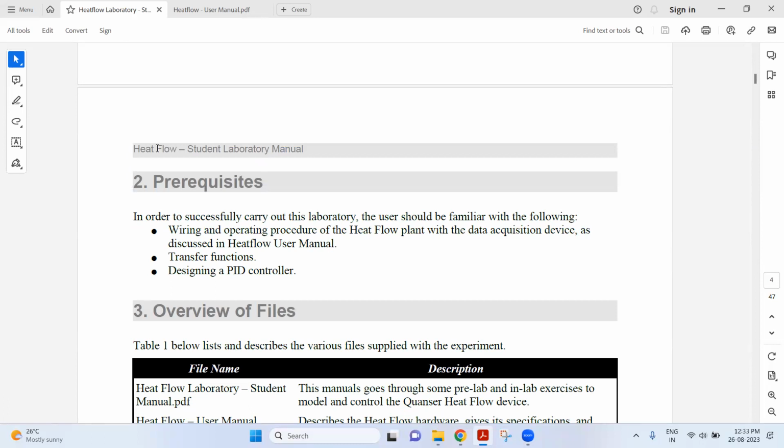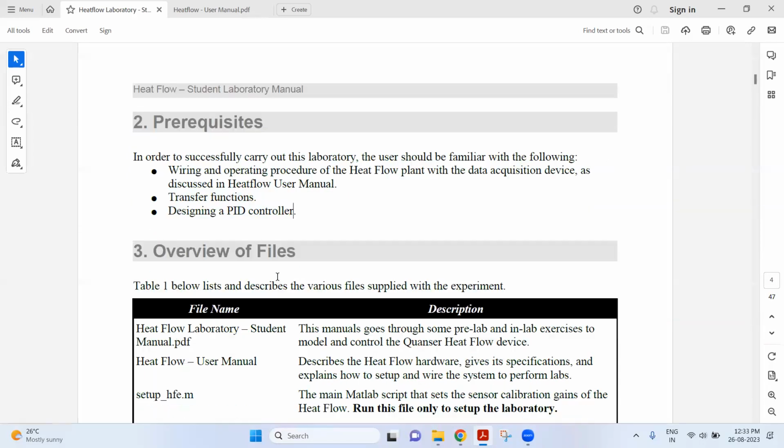What are the prerequisites you need to know to carry out these lab experiments? First, they mention writing and operating procedures for heat flow. I told you, you should know the basics of what a blower is, what a heater is, what the temperature sensors are, and what fiberglass is. Second is the transfer function. I'll tell you now how to make the transfer function for this, and the design of the PID.